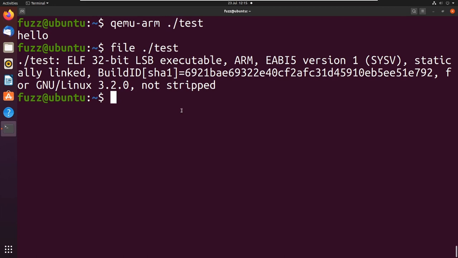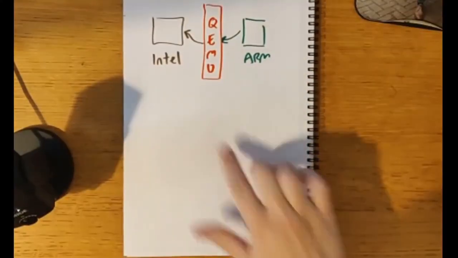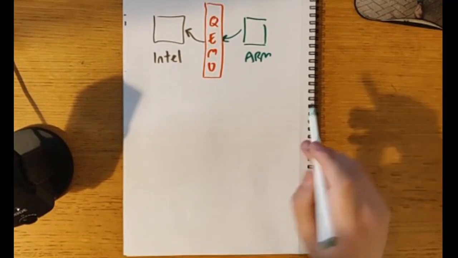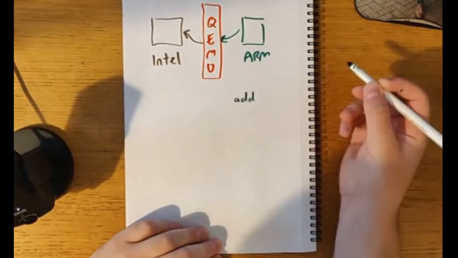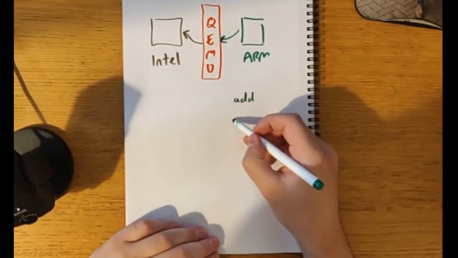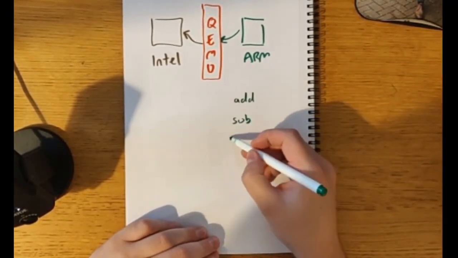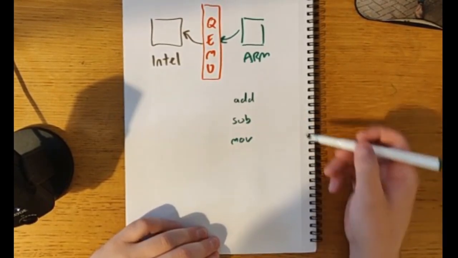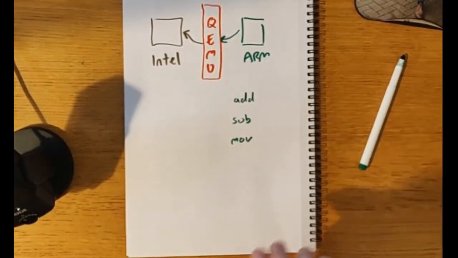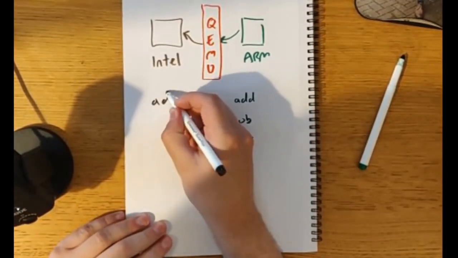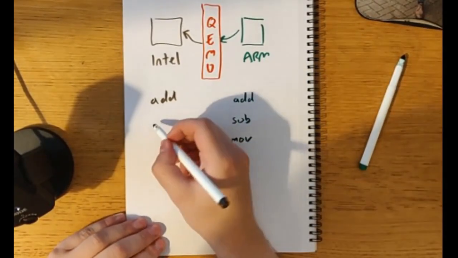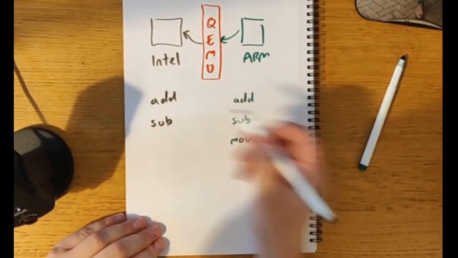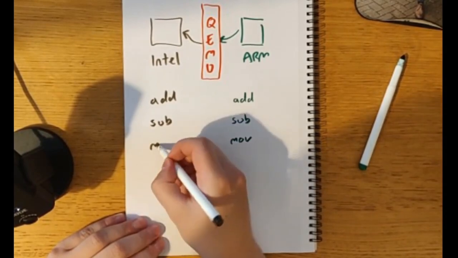QEMU is really nice, because what it's doing under the hood is, as it's doing this translation, let's do add first. Let's say we've got an add instruction, a subtract instruction, and a move between registers instruction, and equivalently on the left hand side for Intel we also have an add instruction. Remember, the difference is just the bit patterns are different, and we just need to translate them one to one. And on the left hand side we have a subtraction instruction, and then we have a move instruction.